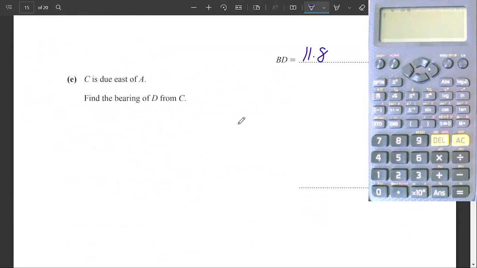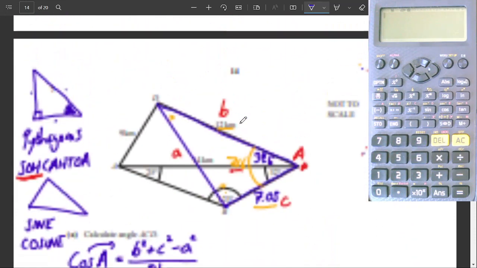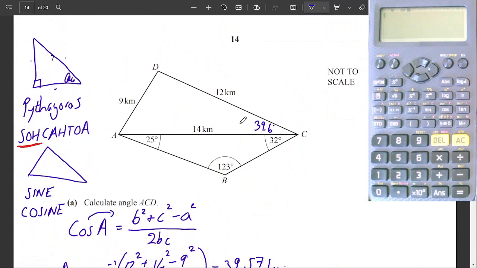Question 7e. It tells us C is due east from A. Why do they tell us that? So what does it mean? This is talking about bearings, of course. Bearings means that straight up north is always 000. That means the bearing of C from A is 090, 90 degrees. That's what it tells us. It's important.